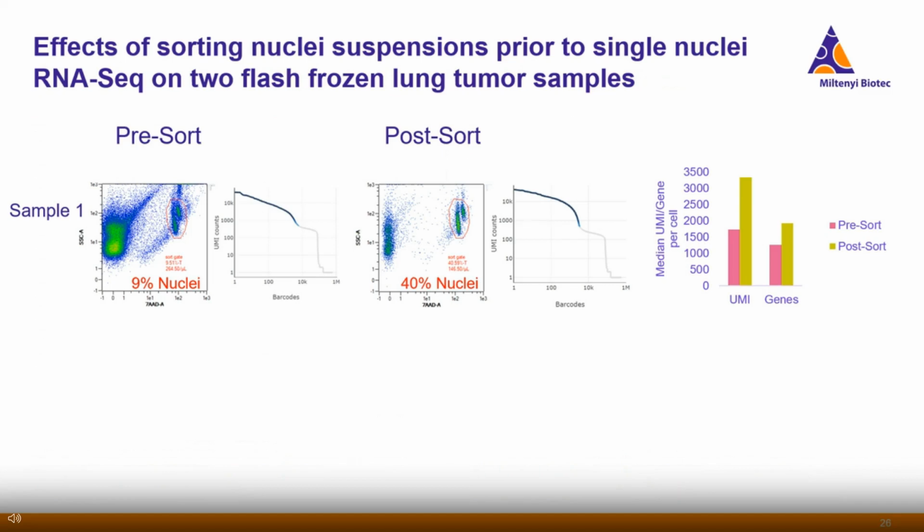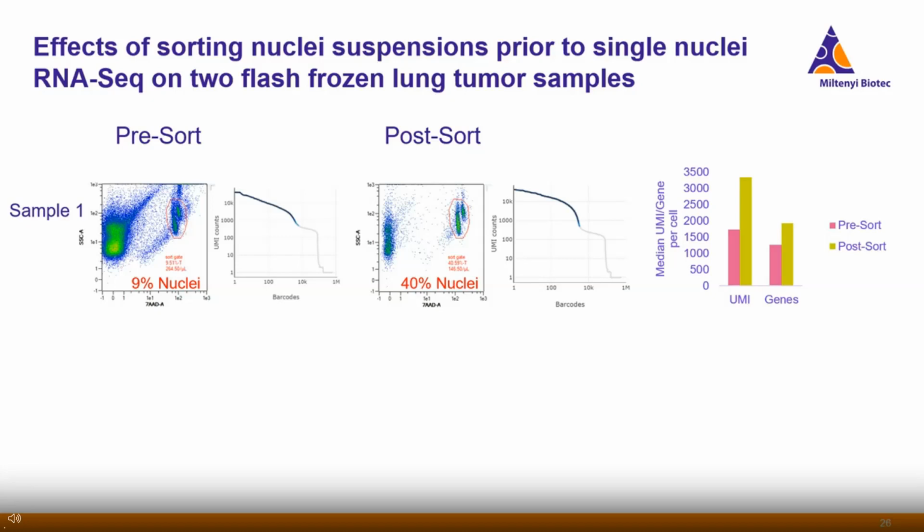To demonstrate the impact of cleaning nuclei suspensions, we took 2 frozen lung adenocarcinoma samples through our nuclei extraction workflow and then performed 10x single nuclei RNA-Seq on the nuclei suspensions both before and after sorting on the MACSQuant Tyto. We also used flow cytometry to quantify the level of debris both before and after sorting. We sorted on 7-AAD staining, which is a DNA binding dye, to separate the nuclei from debris.